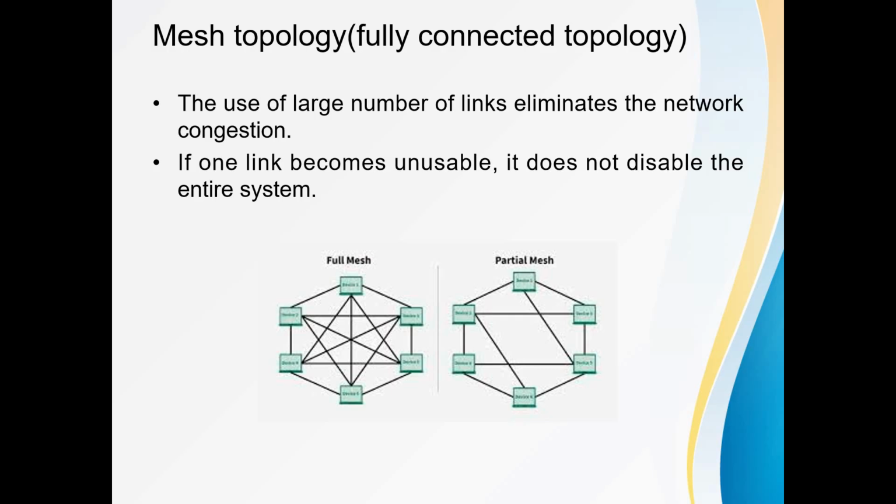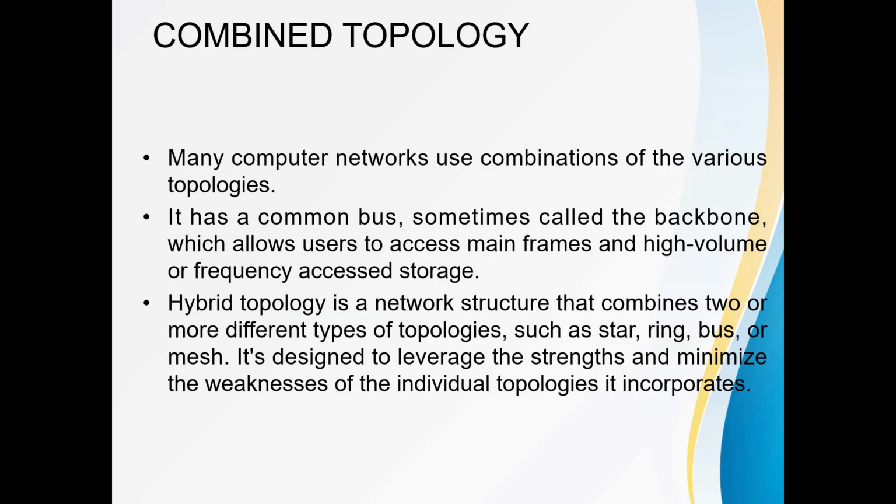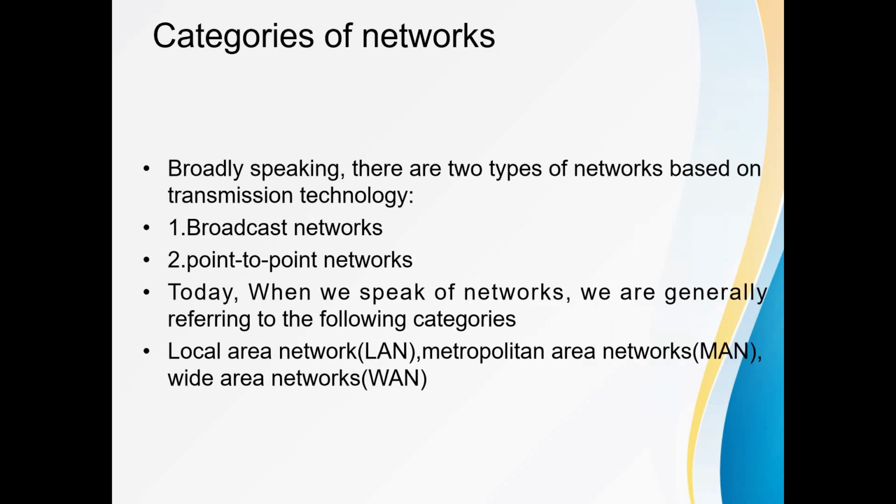Next, different categories of networks. Broadly speaking, there are two types of networks based on transmission technology. So, based on transmission technology, the networks can be classified into broadcast networks and point-to-point networks. So, what is a broadcast network? What is a point-to-point network? Broadcast networks have a single communication channel that is shared by all the machines on the network.